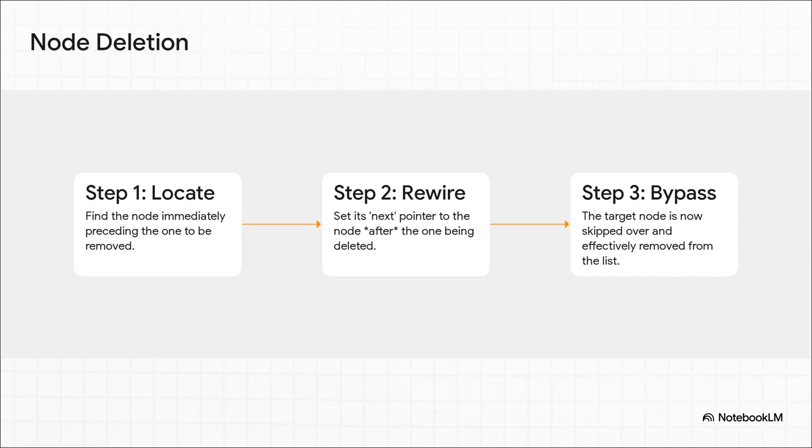Deletion is all about bypassing a node. Now, finding the node you want to delete might take a while. That's an O of n search. But once you find the node right before the one you want to get rid of, the actual unlinking is instant. You just change its next pointer to skip over the target, pointing it to the node after the target. And just like that, the node is out of the chain, effectively deleted by changing a single pointer.